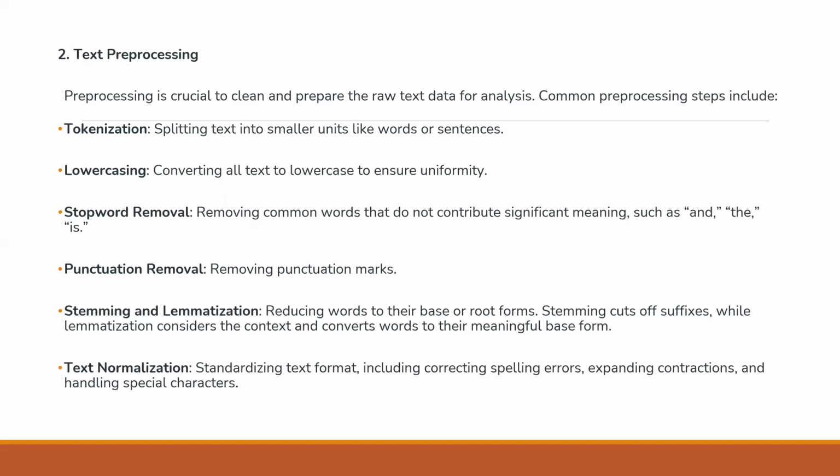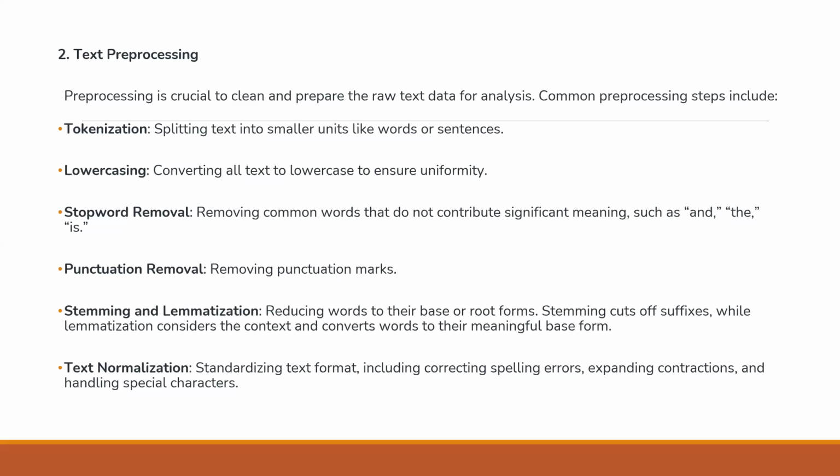Next, text processing. Processing is important to clean and prepare raw text data for analysis. First, tokenization. Tokenization is also one of the important concepts in compiler design, where in lexical analysis we normally see it. Tokenization means splitting text into smaller units like words or sentences. For example, we can take one sentence and divide it into smaller units, like data types and variables.